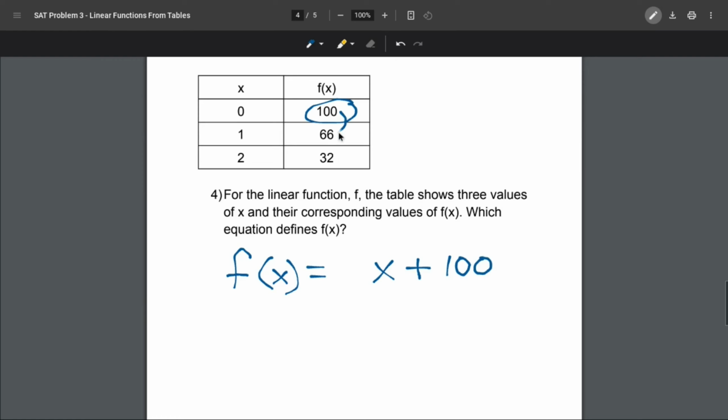So when we go from 100 to 66, we increase 1 on x, but we decrease 34 on the f of x value. So we go down 34. And when we go from 66 to 32, we go down 34 again. So our slope is actually negative 34. So our function here is f of x equals negative 34x plus 100.